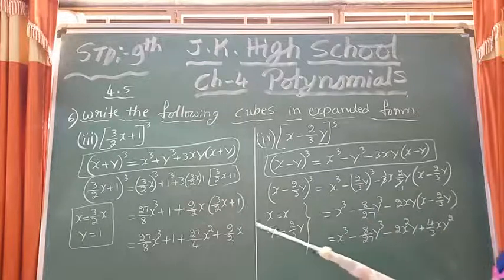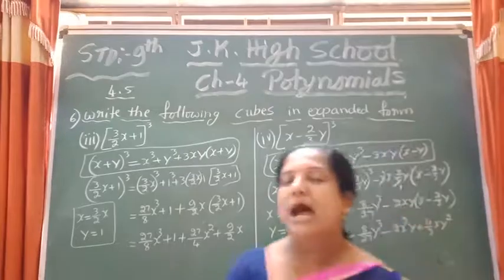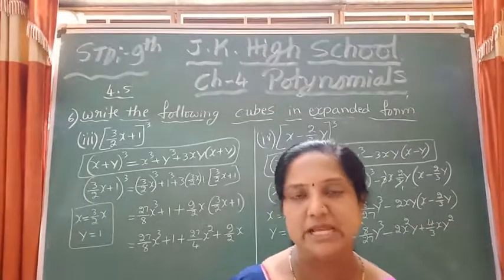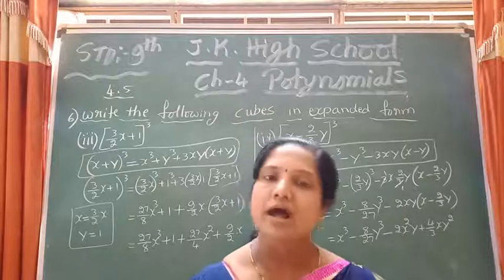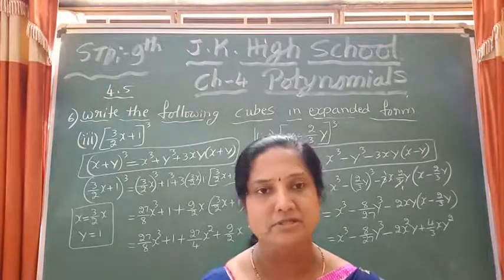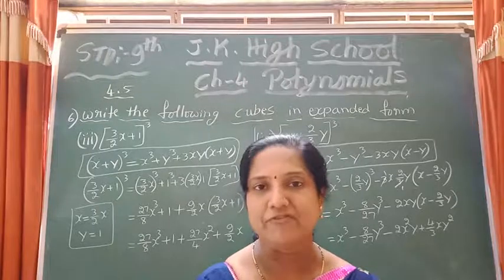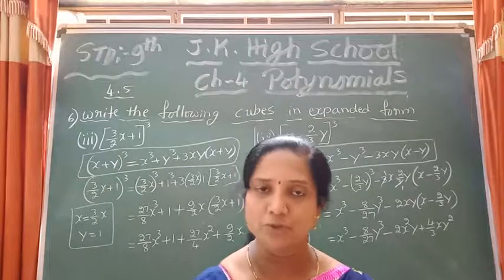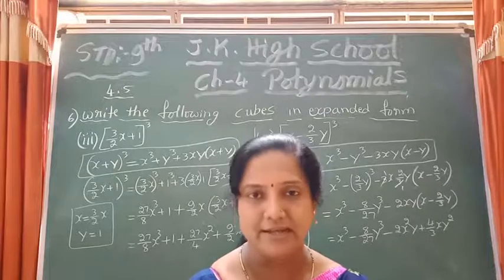So substitute the value. You observe the question first. According to which identity, whether it is plus sign or minus sign, you have to observe. According to the sign, you have to use the same identity and substitute the given values according to the question. Then you simplify. That is the expansion form of those cubic values. Okay children, write down.